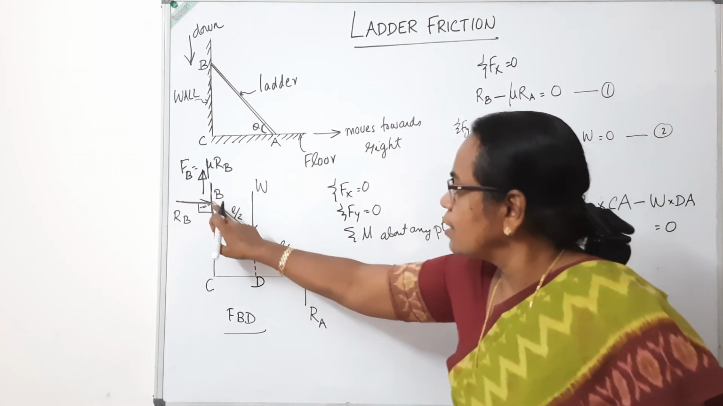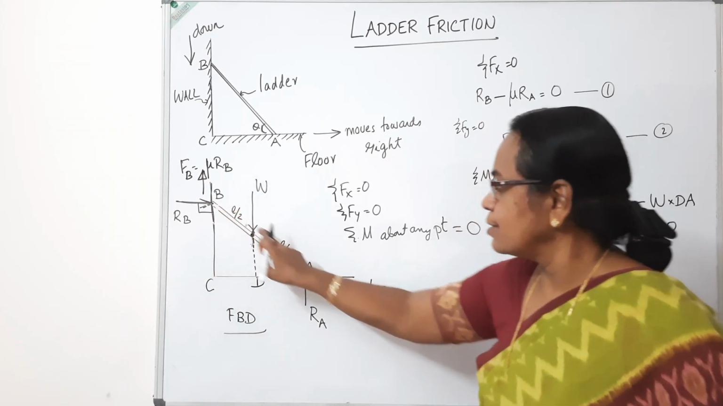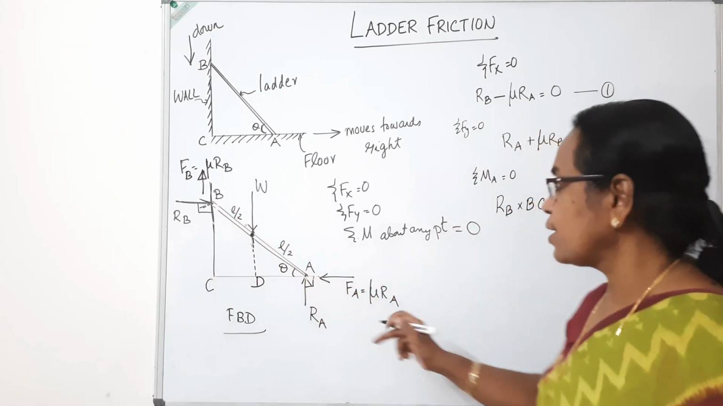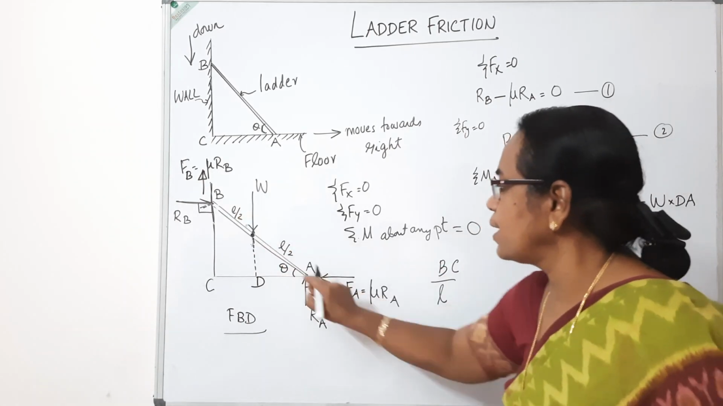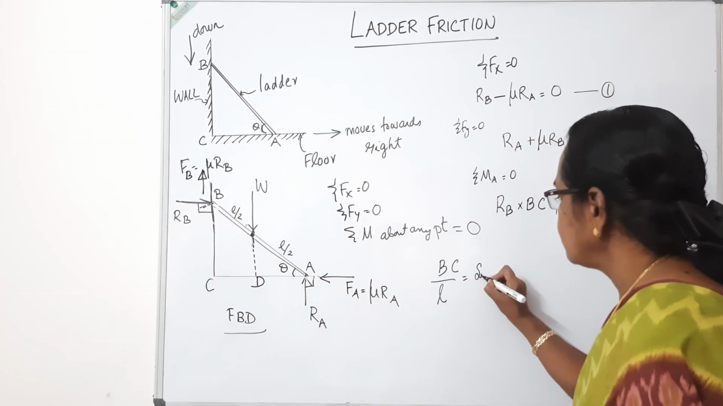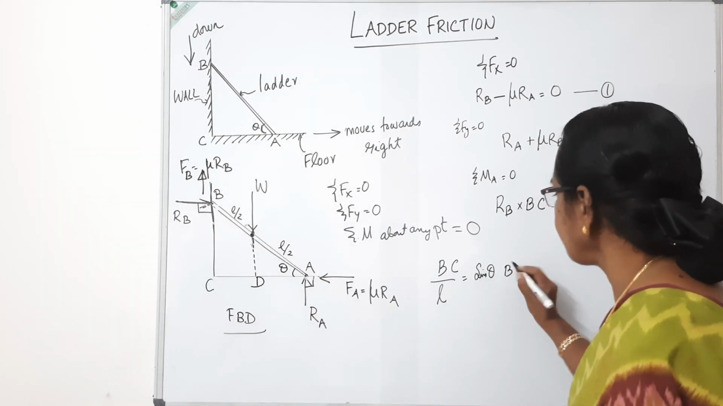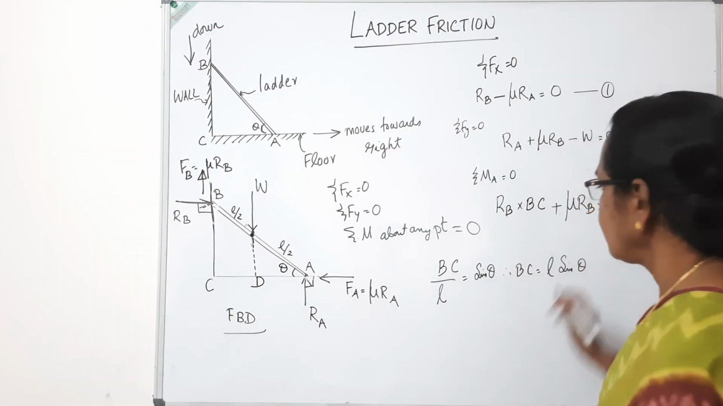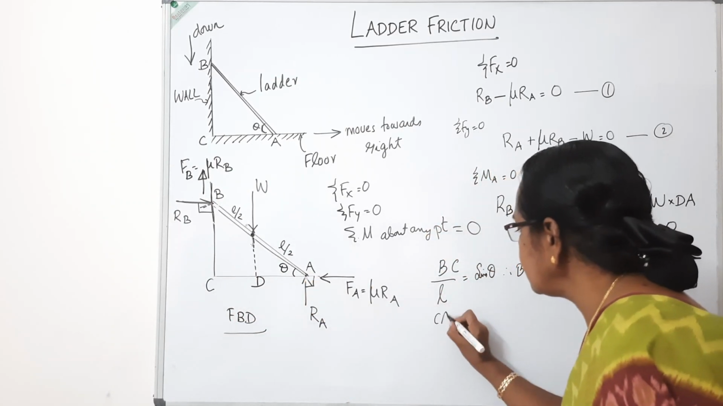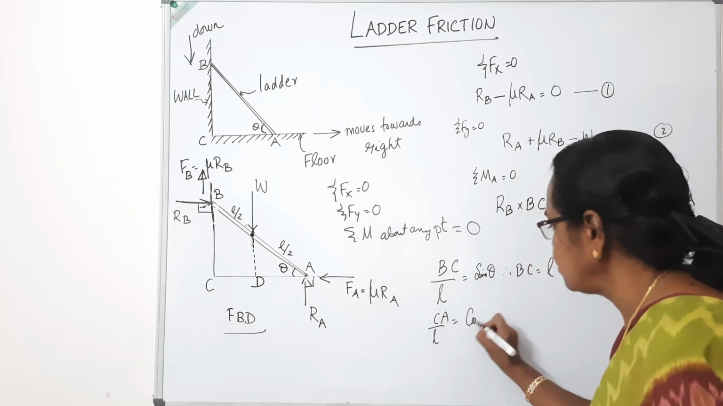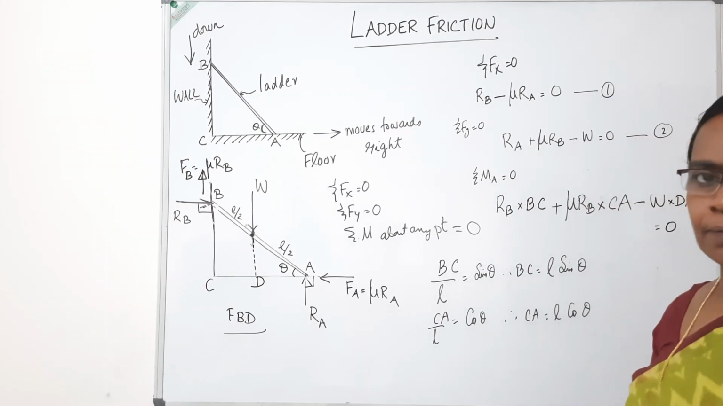What is BC? You are given the length of the ladder. BC is the opposite side and this is the hypotenuse, so BC by L, or BC by AB, is equal to sin theta, opposite side by hypotenuse. So BC is equal to L sin theta. Similarly, CA is the adjacent side, so CA by L is equal to cos theta. Therefore, CA is equal to L cos theta.